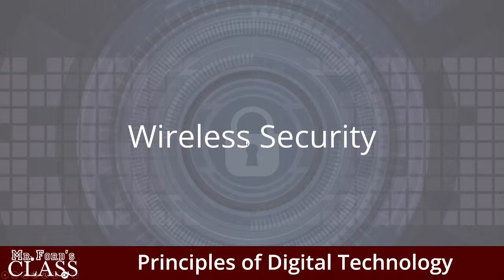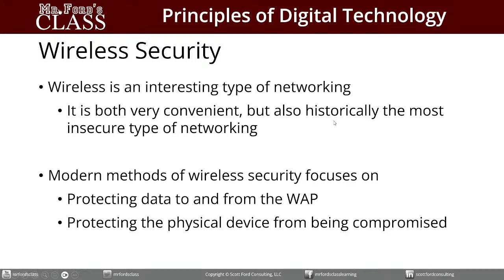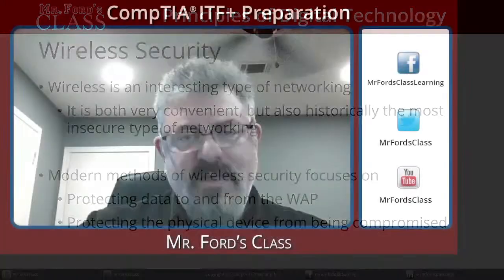All right, let's talk about wireless security. So wireless security is an interesting type of network. So with our wired networks, you would have to physically connect to the network, okay? It wouldn't advertise it was there. It was just there. If you knew it was there, you knew how to connect to it, you could connect to it. Wireless is different. Wireless announces to everybody, hey, I'm here. I'm a network. I'm a wireless network. Come connect to me, okay?